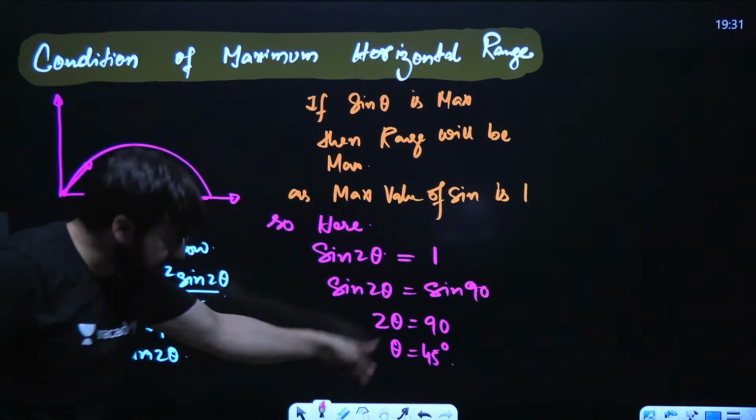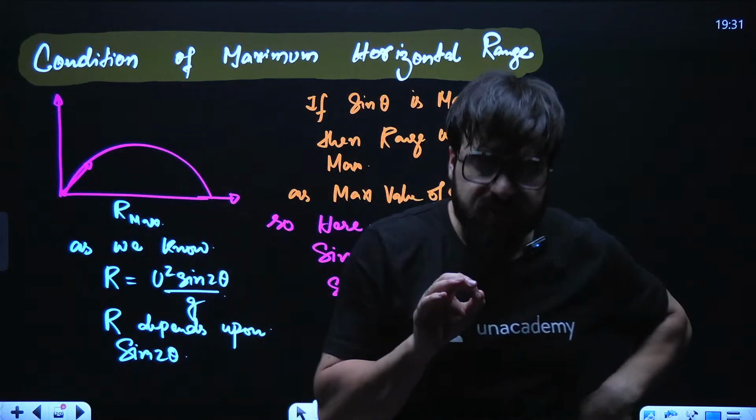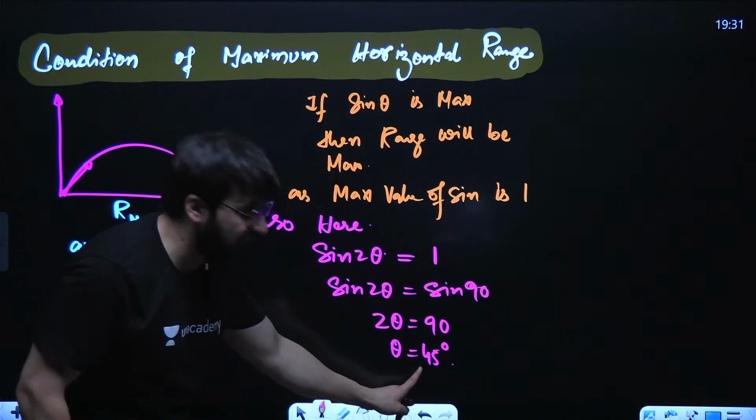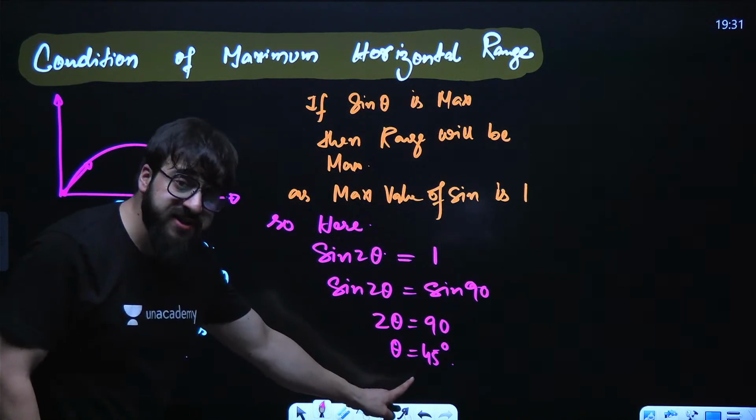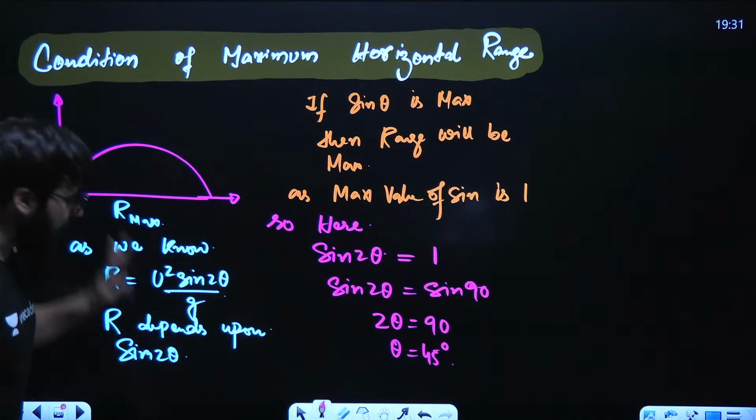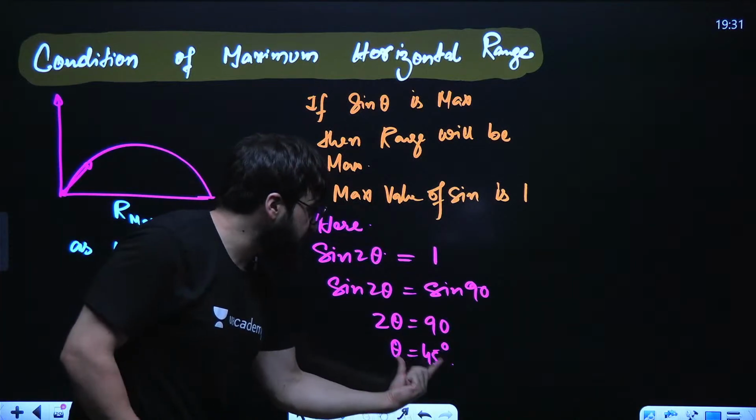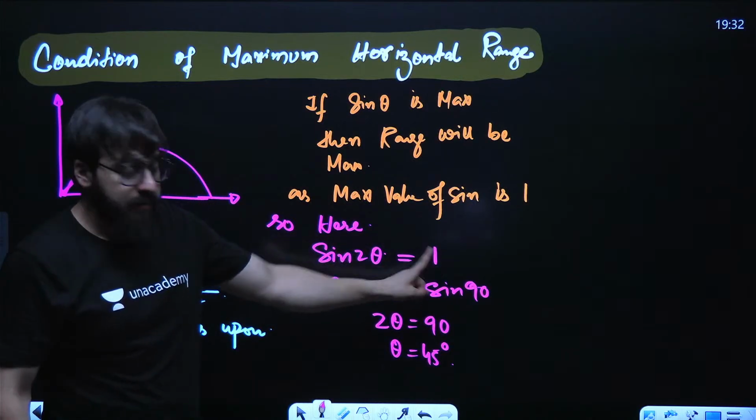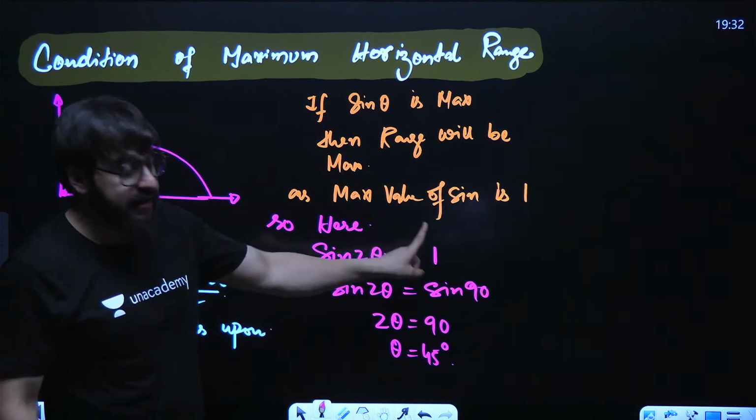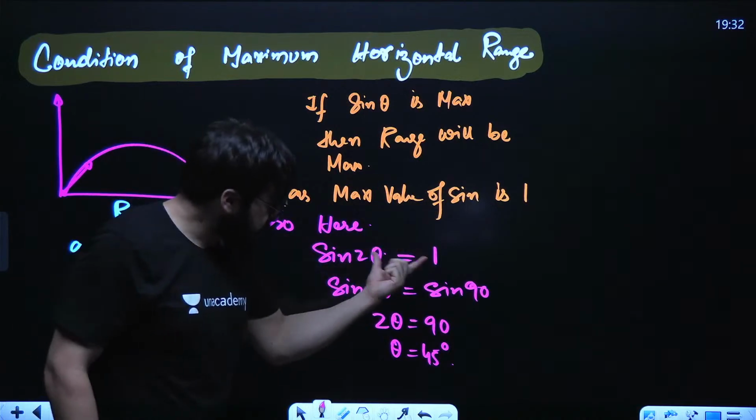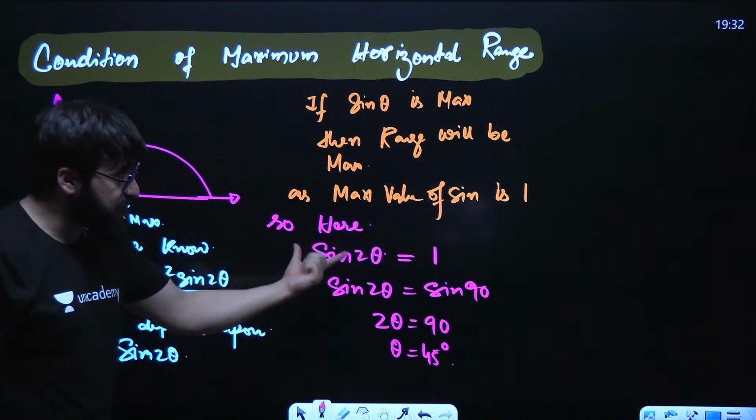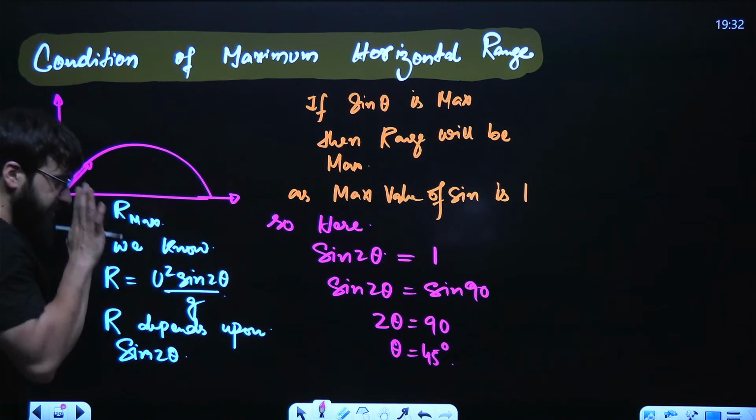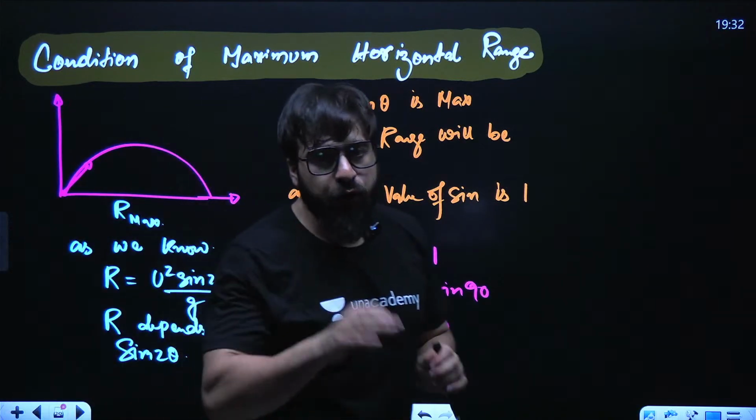So what I'm trying to say in this particular case is, if you throw a projectile at an angle of 45 degrees, range will come out to be maximum. Why? Because at 45 degrees, sine of 2 theta will be 1, because 2 into 45 is 90. Sine 90 is 1. So if the maximum value of sine is 1, you'll put the maximum value of sine over here and you'll get the maximum range. I hope this is clear.